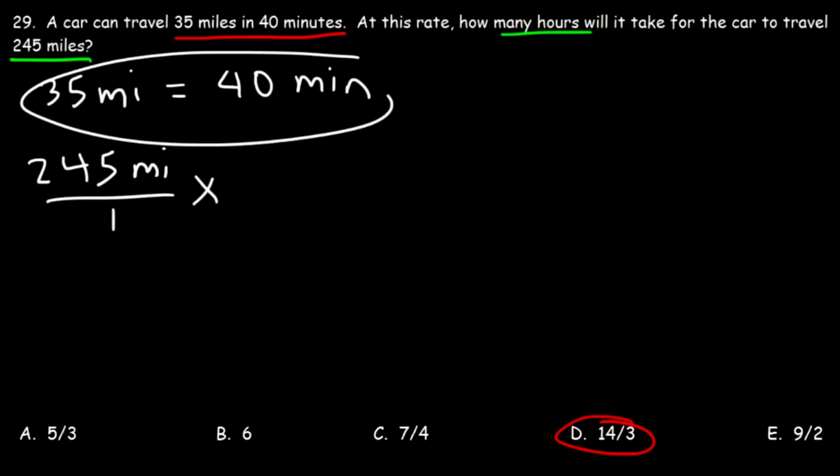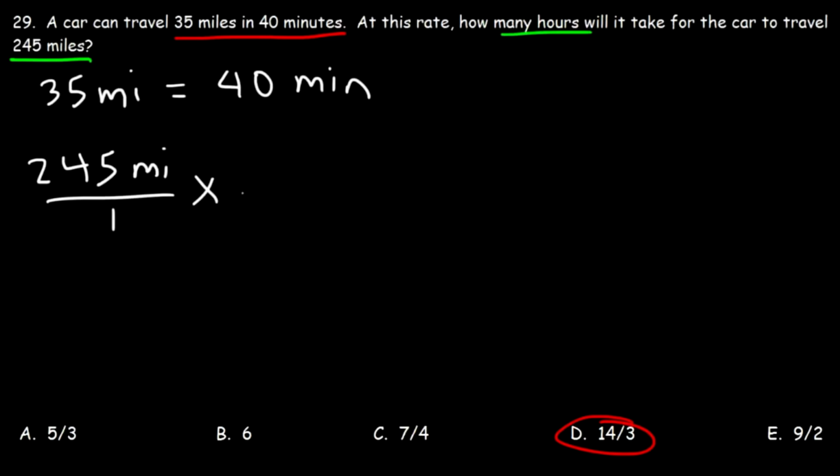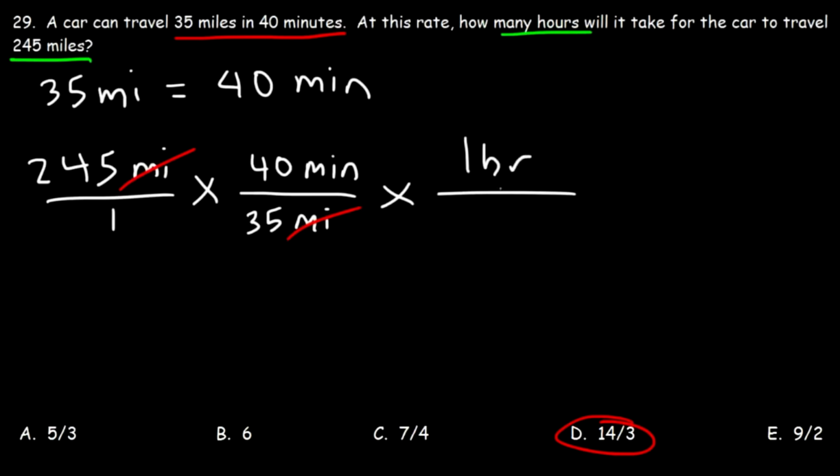Using this conversion factor, let's convert miles into minutes. So for every 35 miles, well, the car travels 35 miles in 40 minutes. So the unit miles cancel, and the last thing we need to do is convert minutes into hours. 1 hour is equal to 60 minutes. And so these units will cancel. And now we can get the answer.